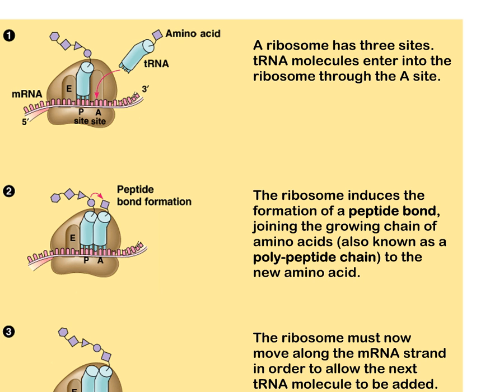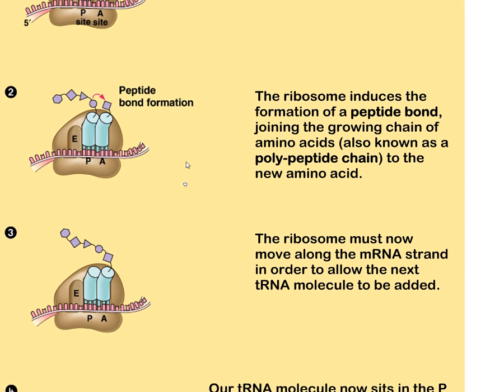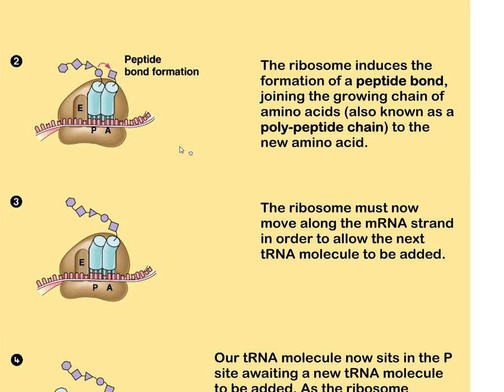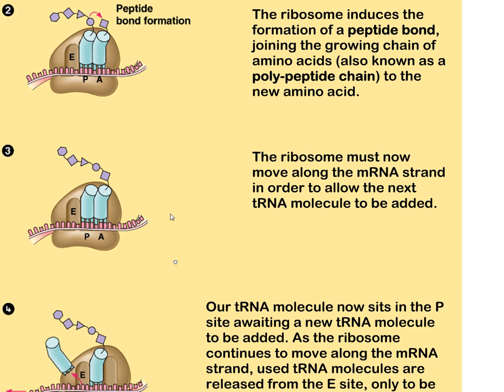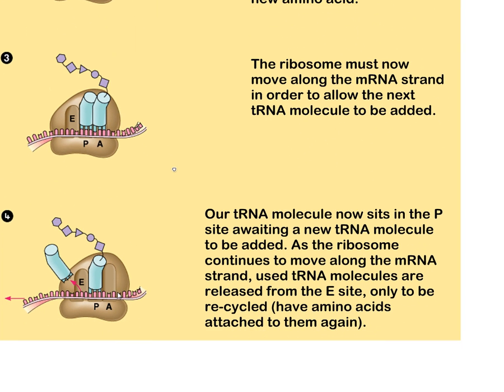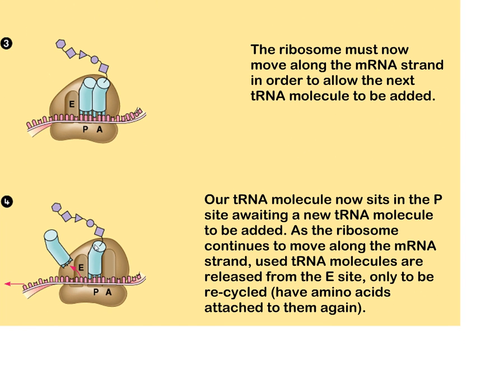So onto step 3. The ribosome then moves along the mRNA strand in order to allow the next tRNA to come in. Imagine it's moving, and then you get to here, so these are moving across. Once they've moved across, they end up in this position.